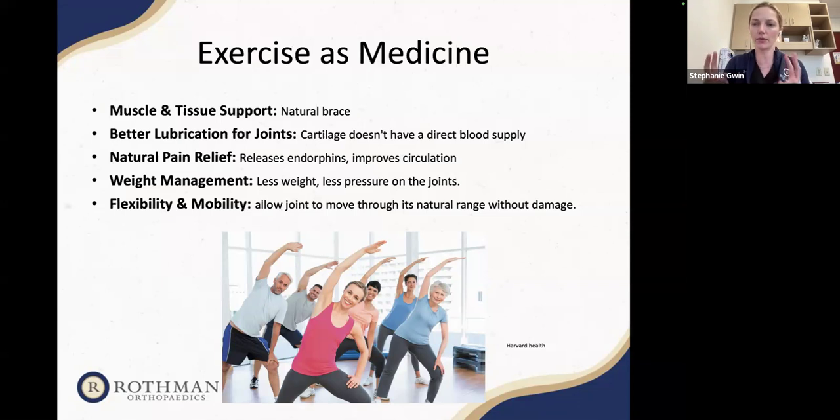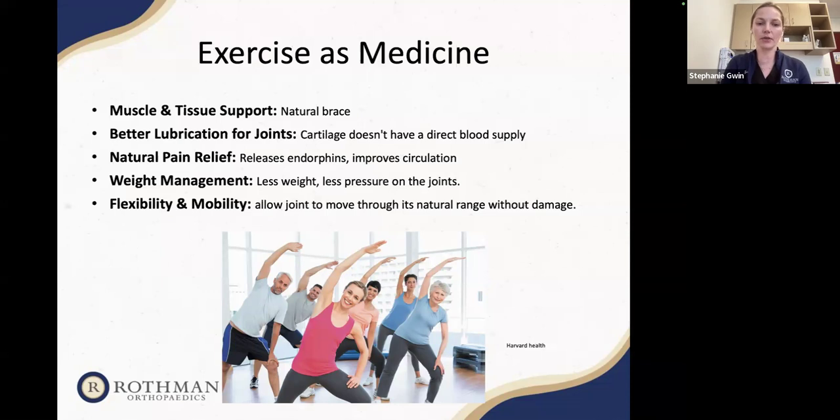So, sometimes people talk about the runner's high. Those are the endorphins that are released with exercise. It also improves blood flow and circulation to soft tissues in the area, which can help with waste removal and inflammatory removal. Weight management is an important part of everything, especially if we're talking lower extremity. Less weight is less pressure on the joint. The pressure on the joint is multifactorial. So if you have 1 pound on the belly, that can be like 4 pounds of pressure on the knee.